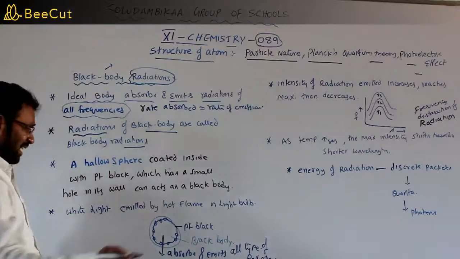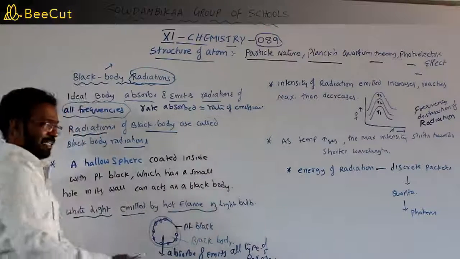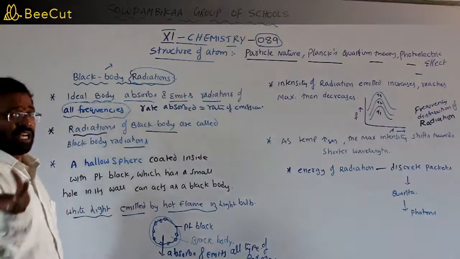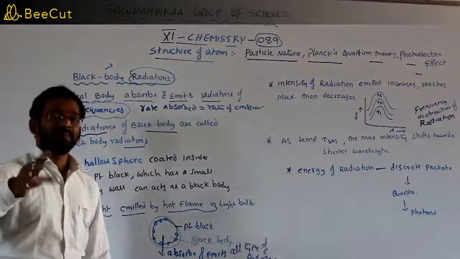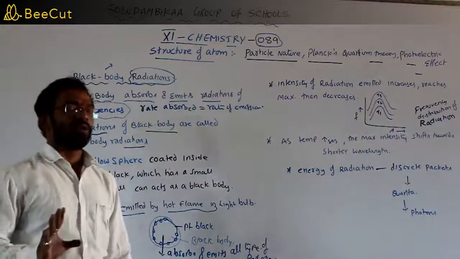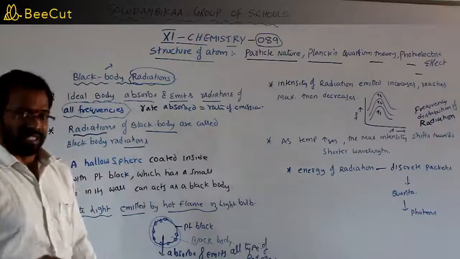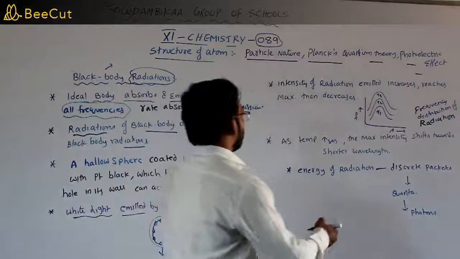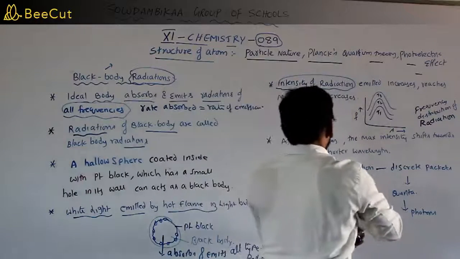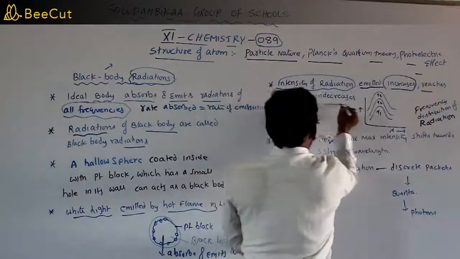Next, another example: white light produced by the hot filament in a light bulb. That is also an example of an ideal body which can absorb and emit all types of frequency radiations. Those are considered to be black body radiations. Now, the effect of temperature on black body radiations over their frequencies: the intensity of radiation emitted increases with temperature, reaches a maximum, and then decreases.